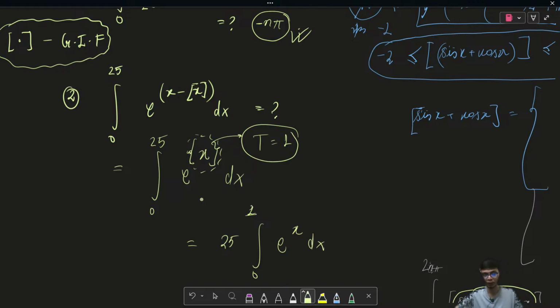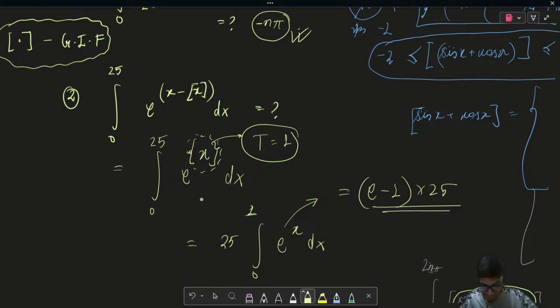Now why did I write e to the power x? Because the fractional part of x within the interval from 0 to 1 is simply equal to x, so we can just do it over here. If I solve it, it is going to be e minus 1 multiplied with 25. So it is going to be equal to 25 times e minus 1. It's a fairly simple solution, right? I hope if you have tried to solve this, you must have got this answer.